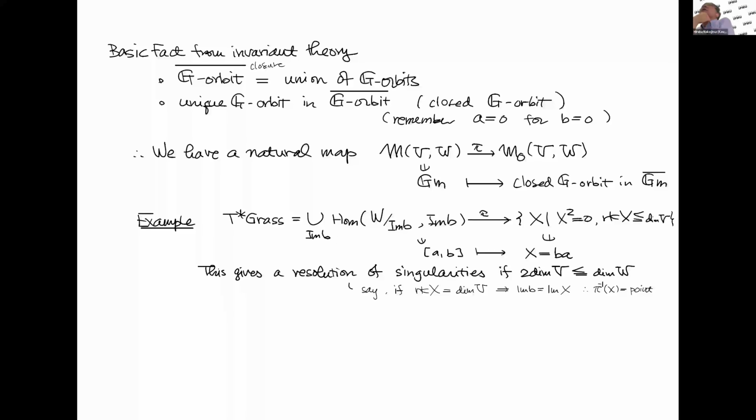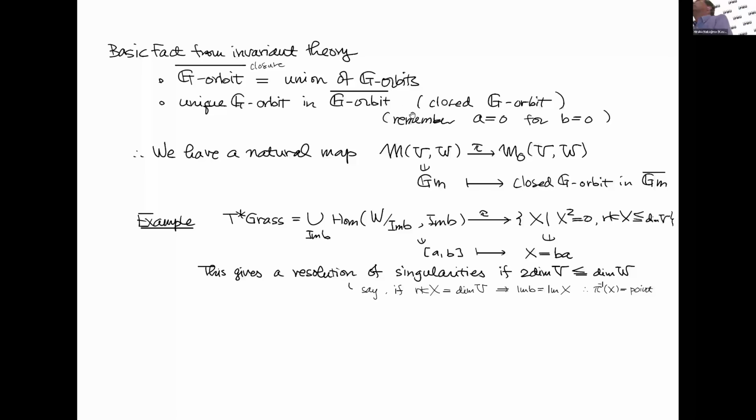And there are some basic facts from the geometric invariant theory. If you take the orbit and consider its closure, then it is a union of orbits. So there you have some smaller orbit appearing in the closure of the G orbit. And there is a unique orbit in the closure which is closed.